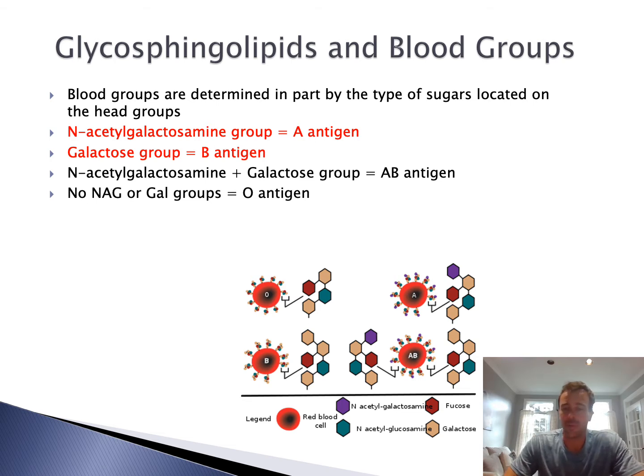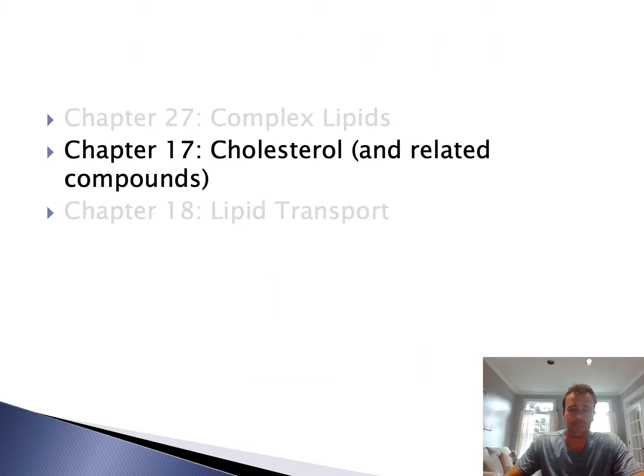It can get a little bit more complex than that, but at a high level, that's the gist of the blood types and how they are related to glycosphingolipids. That's a little bit of a review, and there's a little bit of new information there, possibly from some of your old lectures, but I just wanted to reorient you on complex lipids, in particular phospholipids and sphingolipids.